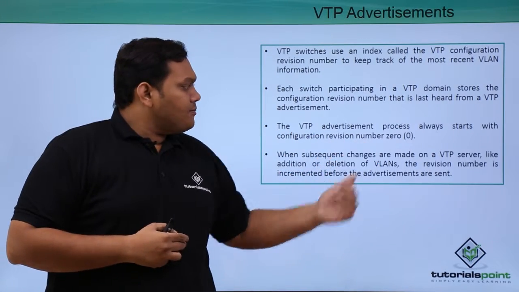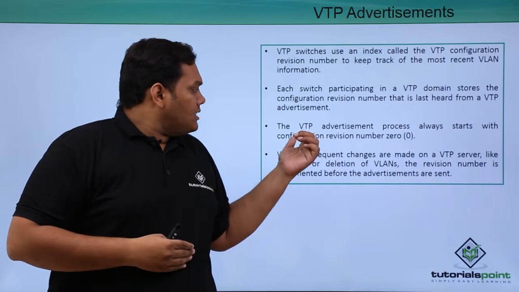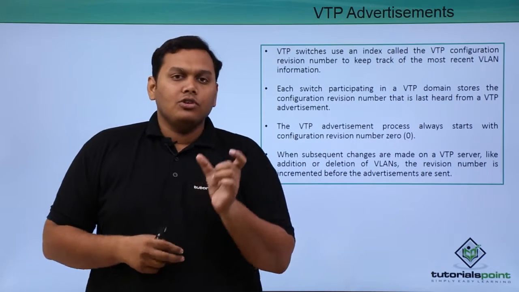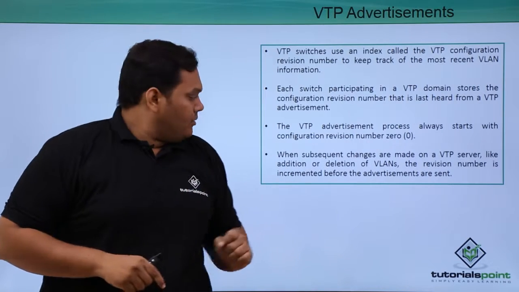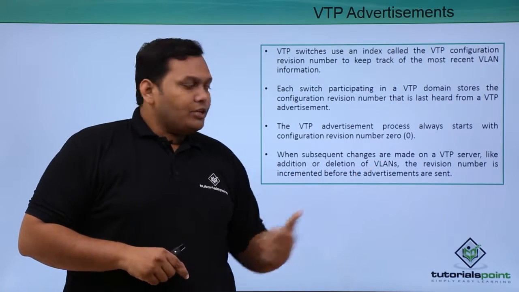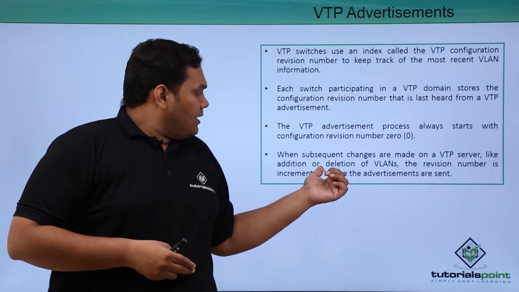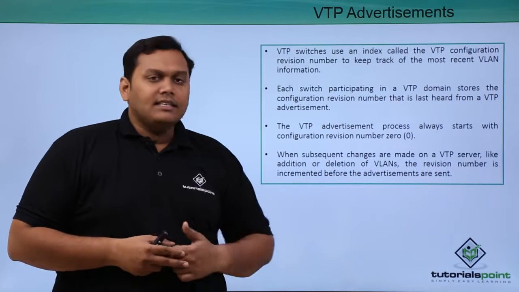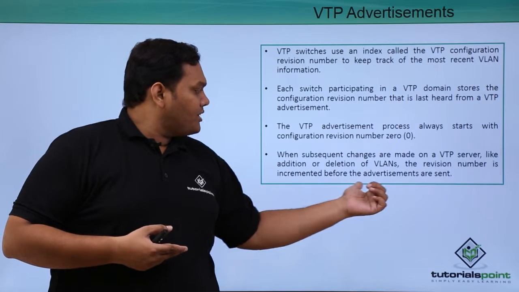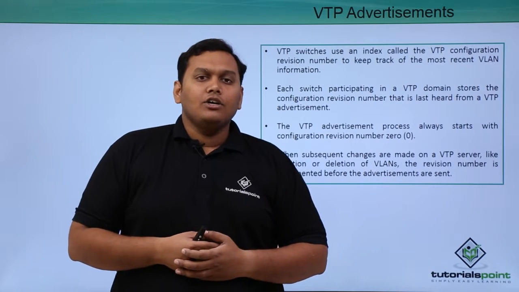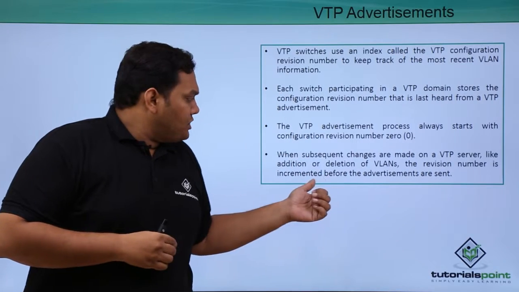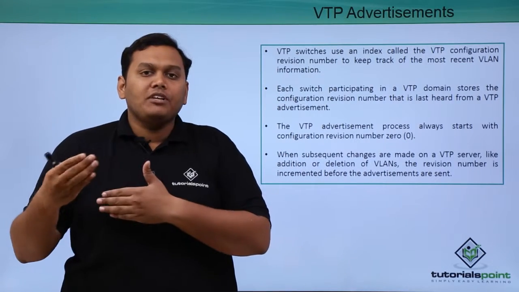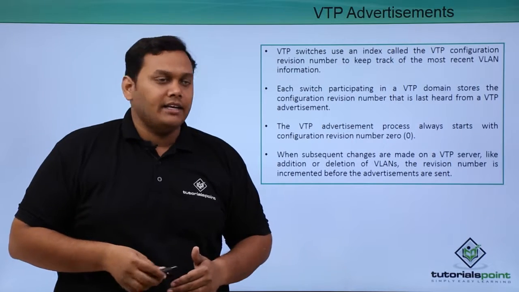The VTP advertisement process always starts the configuration revision number at 0. So, the minimum VTP configuration revision number starts at 0. When subsequent changes are made to the VTP server, like the deletion or addition of VLANs, the revision number is incremented before advertisements are sent. So, on the creation or deletion of VLANs, the revision number is incremented based on the VTP advertisements that are sent.